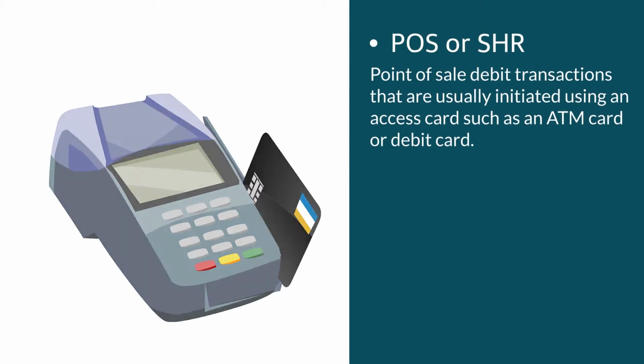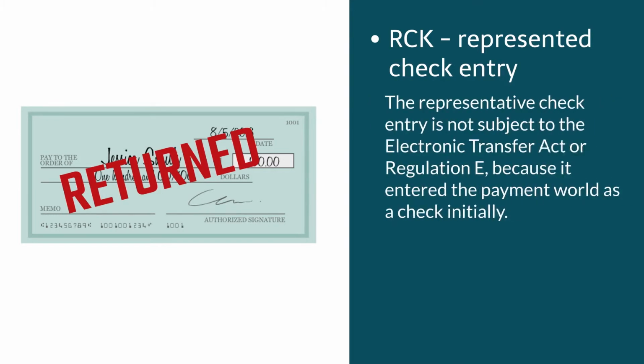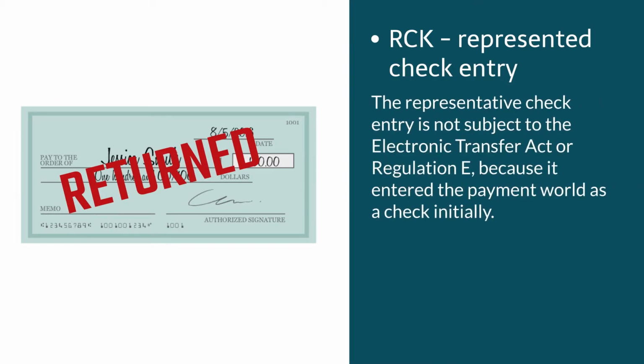Our first e-check standard entry class code is the Represented Check Entry or RCK. It's a debit entry initially presented as a paper check that was returned for insufficient or uncollected funds. The transaction itself must be less than $2,500 to be collected through the ACH network as an electronic entry. The represented check entry is not subject to the Electronic Transfer Act or Regulation E because it entered the payment world as a check initially.